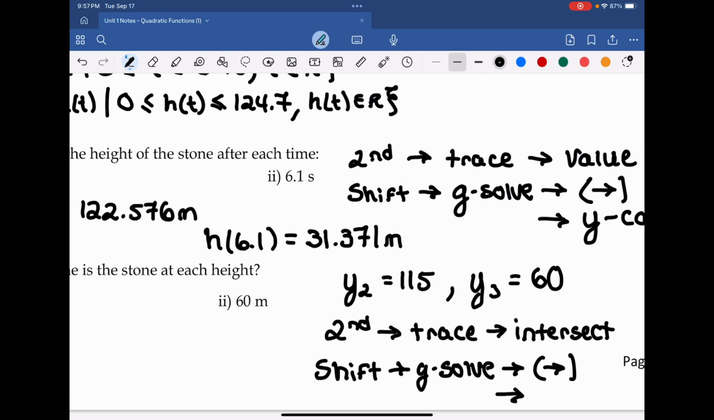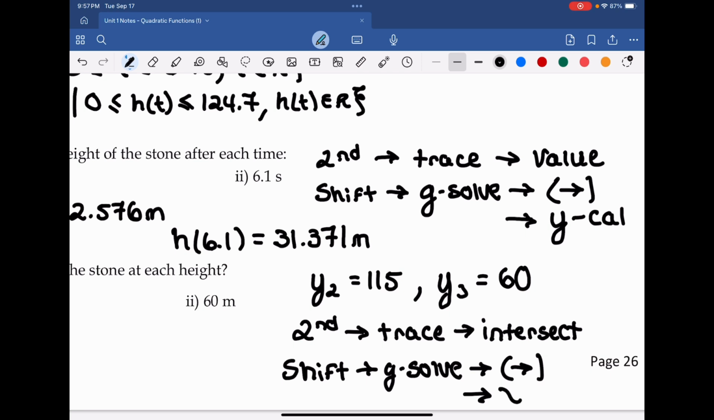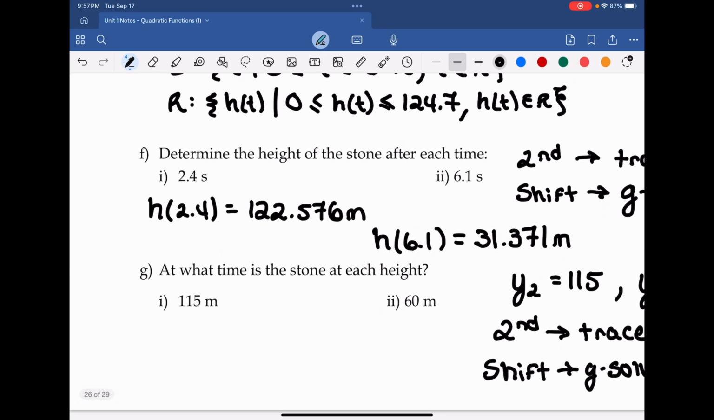And instead of clicking Y calculation like we did before, now you want to do X calculation, or given a certain Y value, what is the X? It will prompt you to type in a certain height or a certain Y value. From there, here's what I want you to do. For the first one, we know that there were 2 different times in which this occurs. The first time was equal to 0.53 seconds.